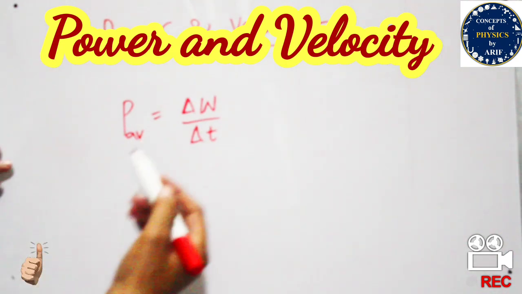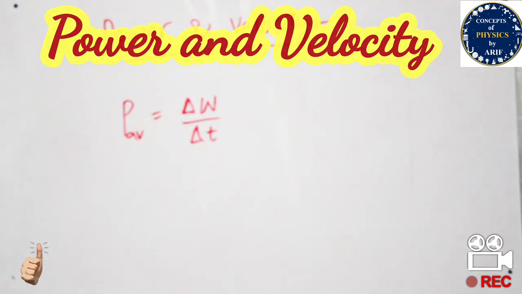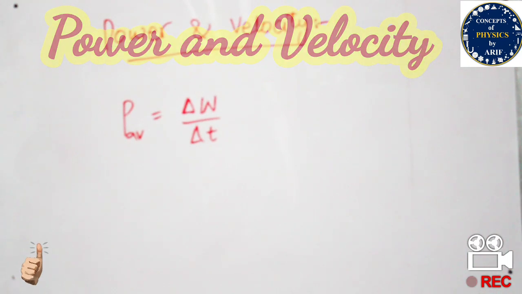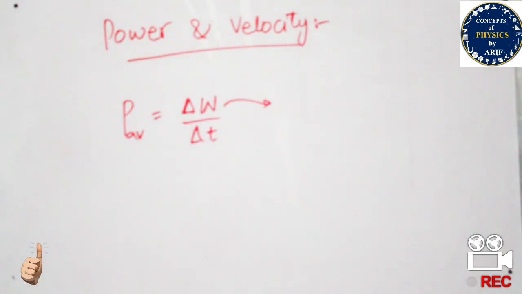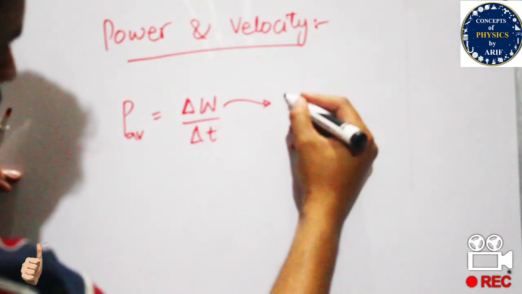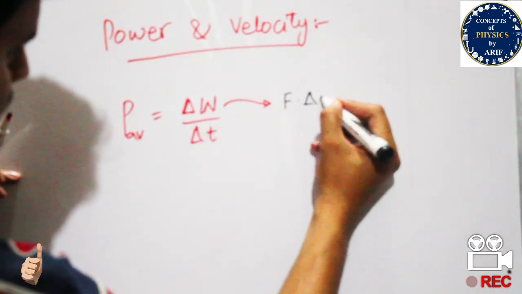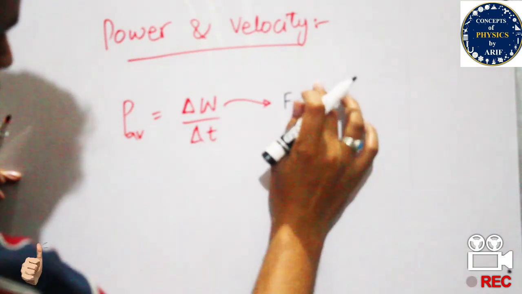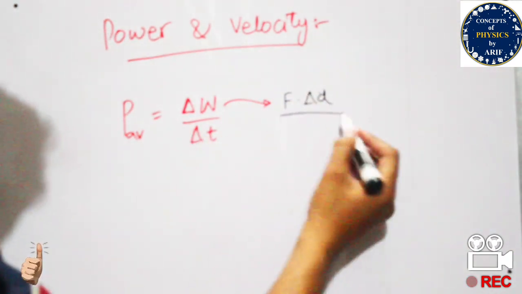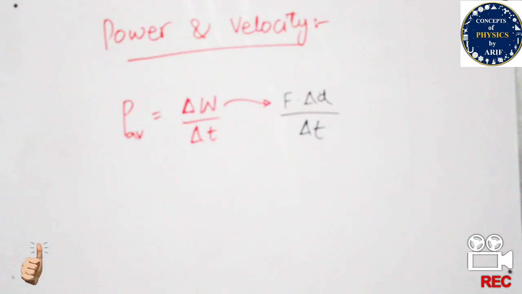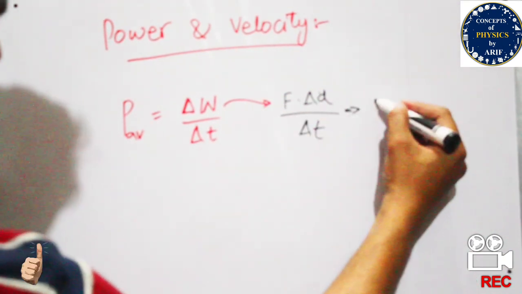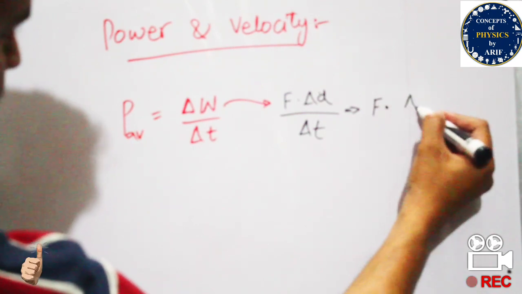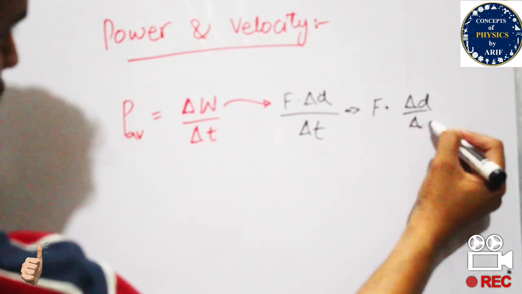which is known as delta W over delta T. Delta W is the work done in some small interval of time, so we can say that the formula of work done will be F dot delta D, and the delta T will be the same. So if we separate these terms, we will get F dot delta D over delta T.